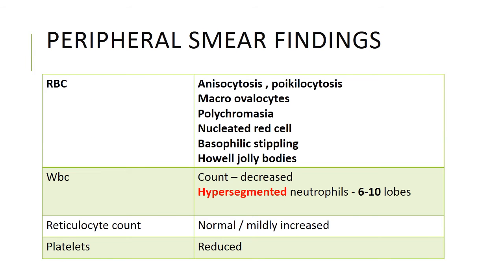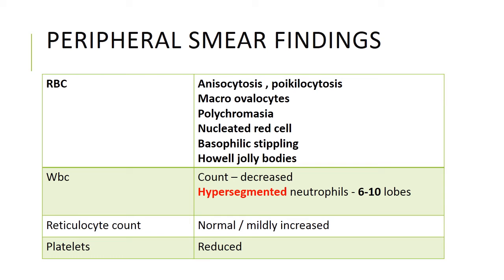Peripheral smear findings: in the smear with respect to RBCs, we can see anisocytosis, poikilocytosis, variation in size of the cell and variation in shape of the cell. Macro-ovalocytes, presence of both macrocytes as well as ovalocytes, we can look out for. Polychromasia, that is polychromatic cells, more than one color will be present in the red cells. Nucleated RBCs, that is NRBCs, will be seen. Basophilic stippling, those are the blue colored particles or structures within the RBCs, will be present, and these are usually made up of rRNA.